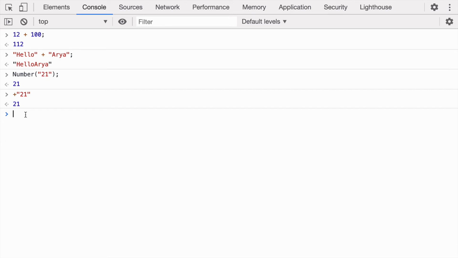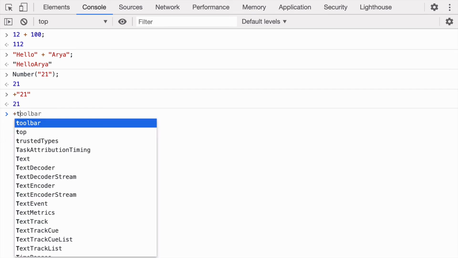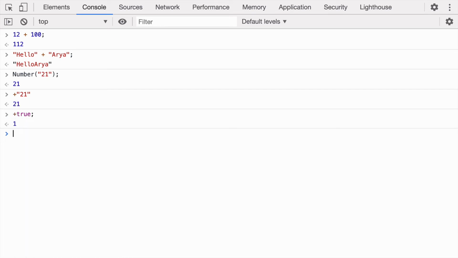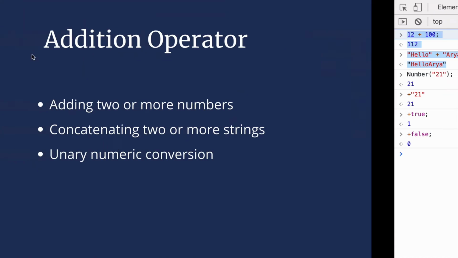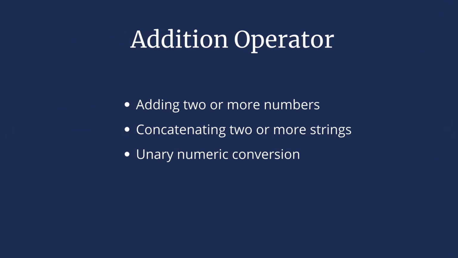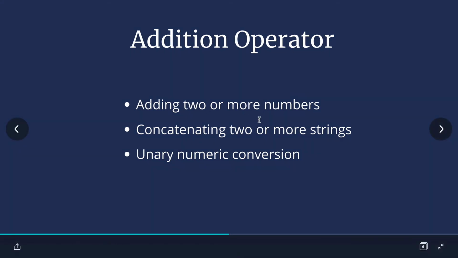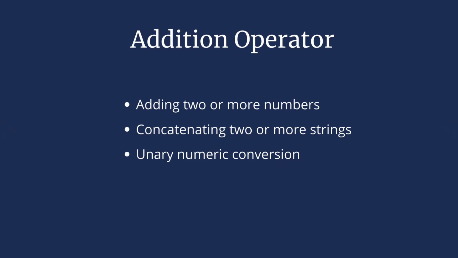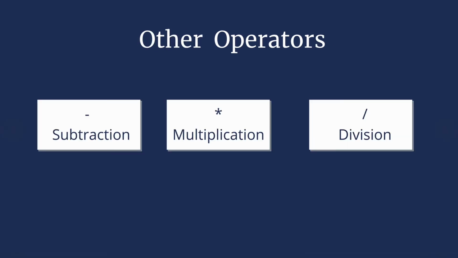Not only strings, you can also convert any other value like true. If we convert it to number, we will get 1. Similarly, if we convert false to number, we'll get 0. So the addition operator can be used differently based on the values, or it is used like a unary or binary operator. These are some other operators that we are very familiar with, like subtraction, multiplication, and division.